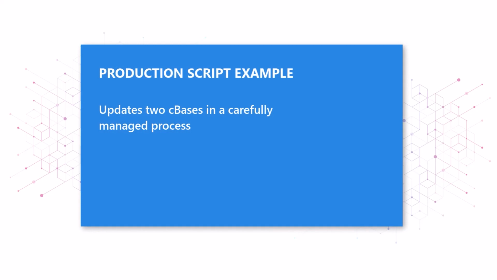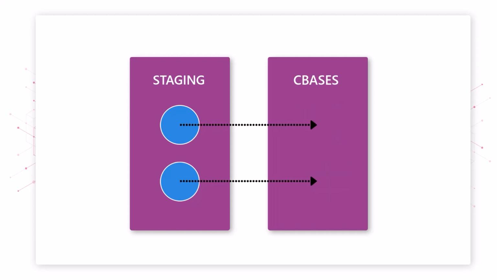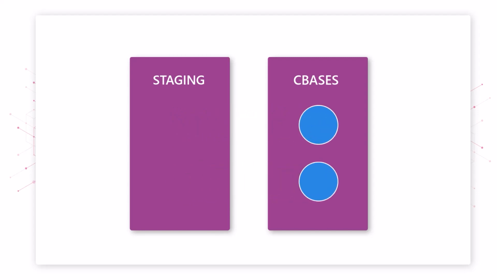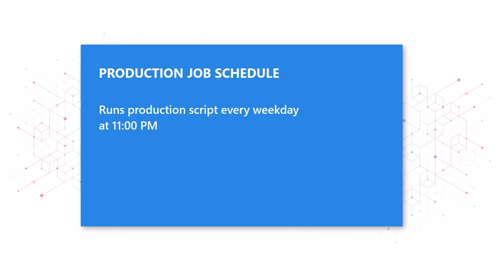Let's say we have a production script that updates two cBases in a carefully managed process. First, the script creates the updated cBases in the staging folder. Second, the script deletes the outdated cBases in the cBases folder. And finally, the script moves the two updated cBases from the staging folder into the cBases folder. To make sure the two cBases are kept up to date over time, we'll create a production job that runs the production script every weekday at 11 p.m.